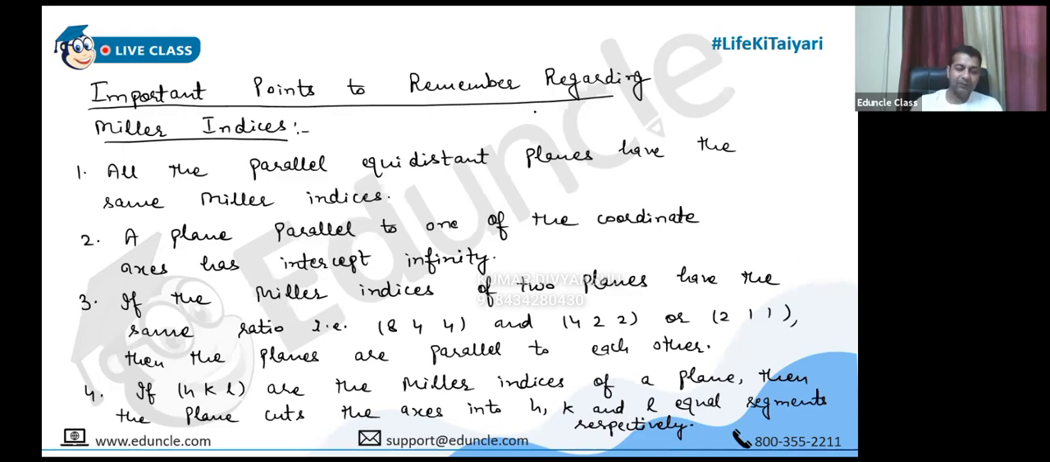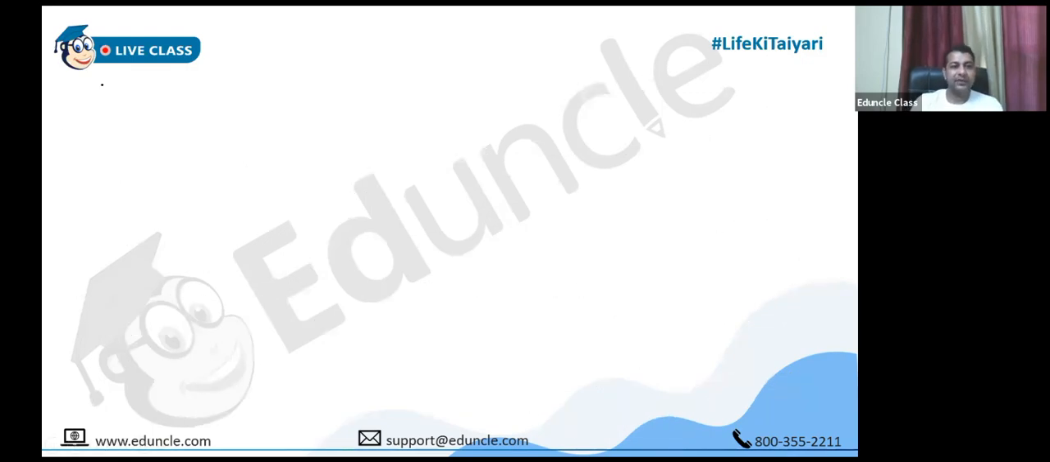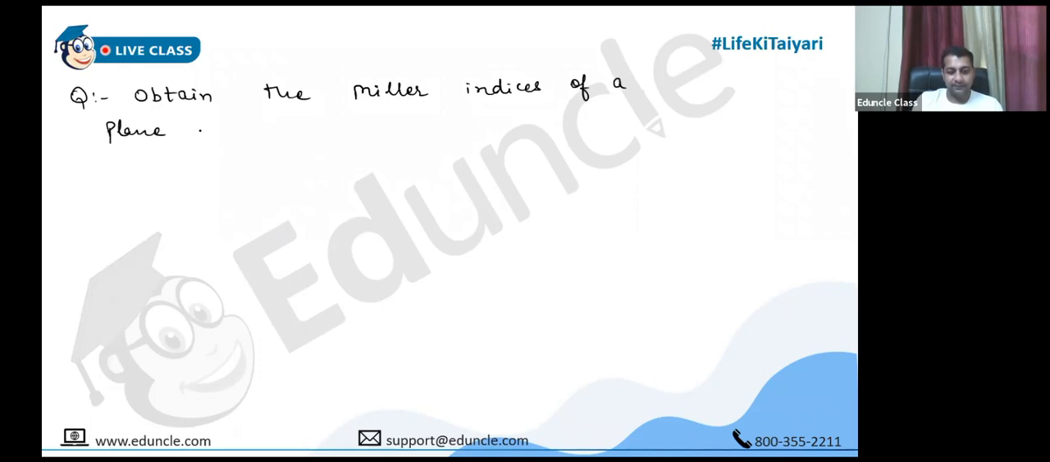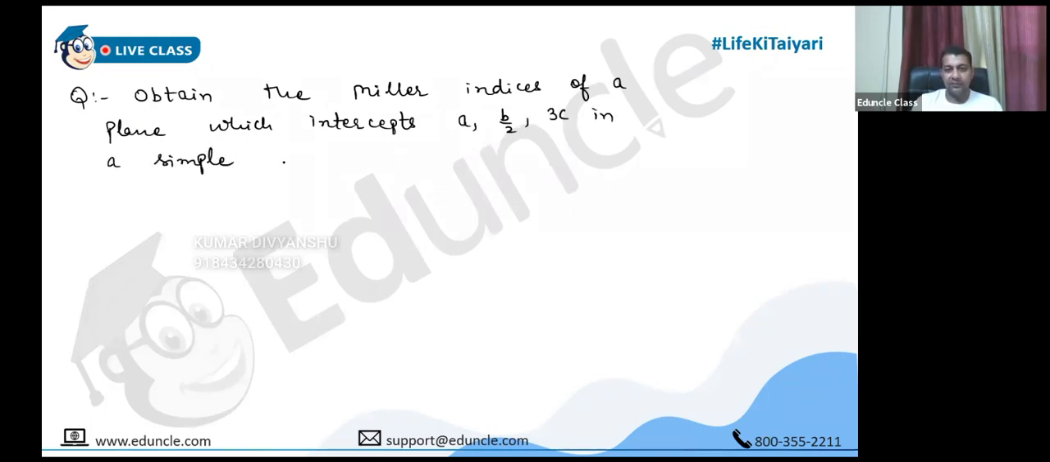It will be clear with the help of the numerical. Obtain the Miller indices of a plane which intercepts A, B by 2, 3C. Now see, these are the intercepts. If B by 2 is the intercept, it means it is cutting the y-axis in 2 equal segments. Here it is one segment, like this.